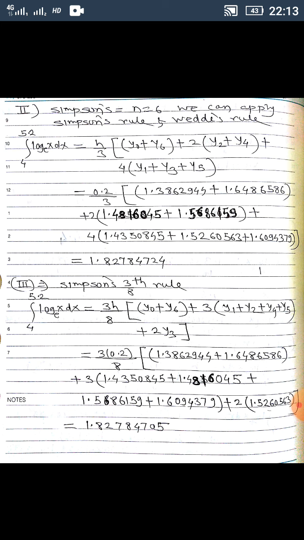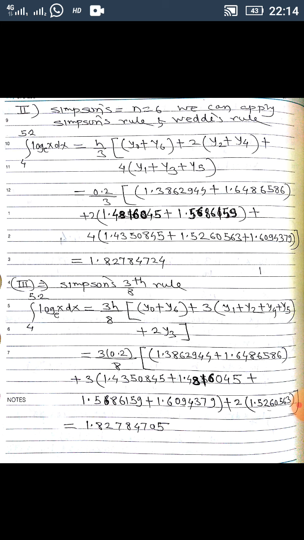Y0 1.3862944 plus y6 1.64866586 plus 2 times y2 1.481605 plus y4 1.5686159 plus 4 times y1 1.4350845 plus y3 1.52605663 plus y5 1.6094379. So if we simplify it, the value comes as 1.82784724. That is the Simpson's 1/3 value.